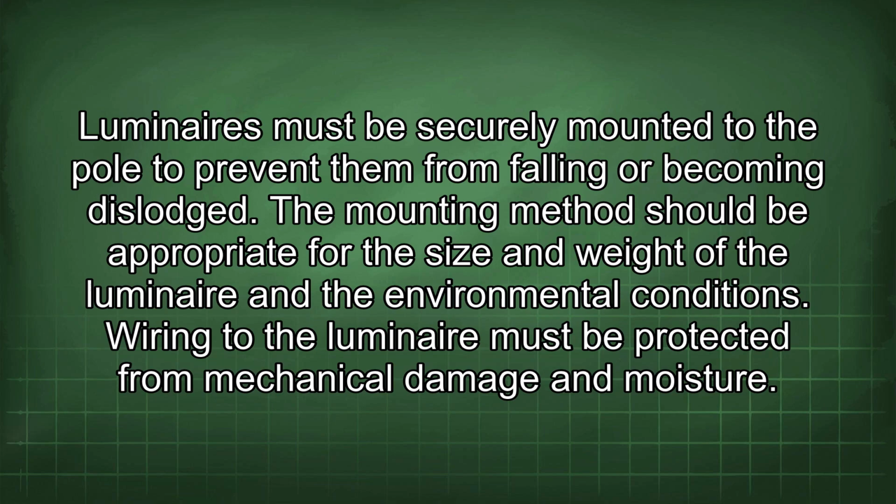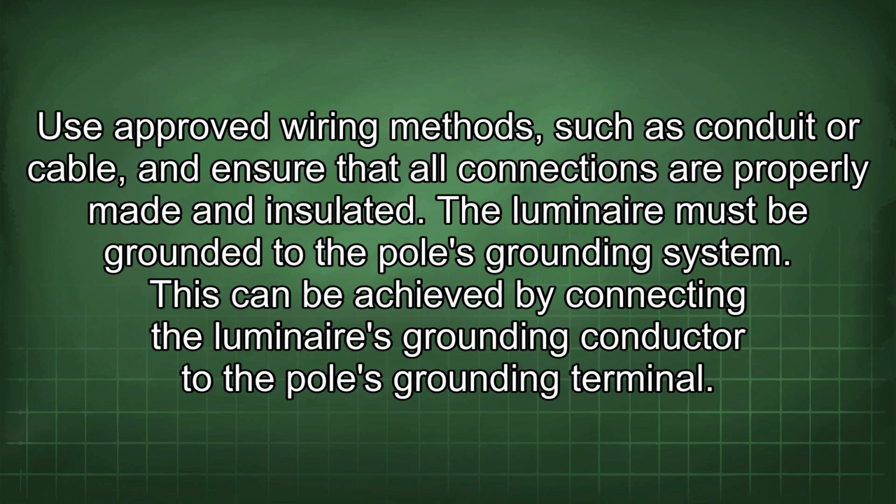Wiring to the luminaire must be protected from mechanical damage and moisture. Use approved wiring methods, such as conduit or cable, and ensure that all connections are properly made and insulated. The luminaire must be grounded to the pole's grounding system. This can be achieved by connecting the luminaire's grounding conductor to the pole's grounding terminal.